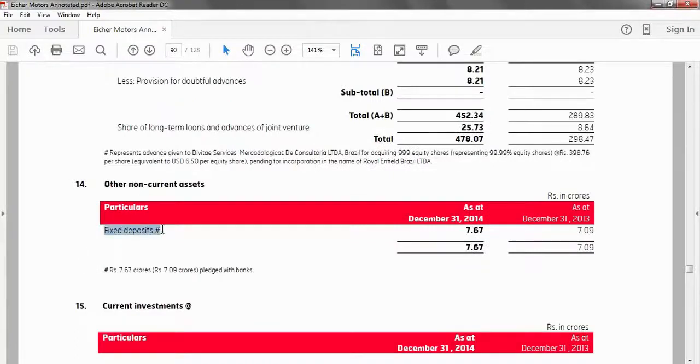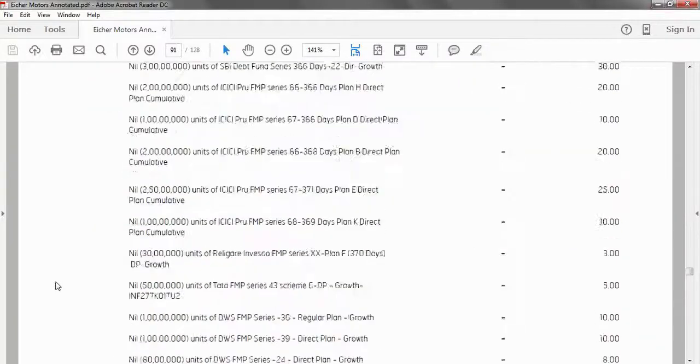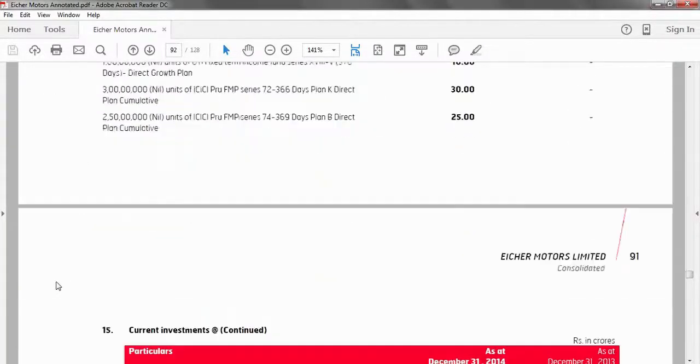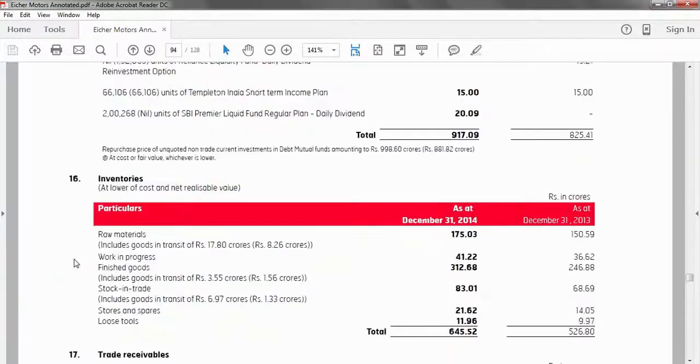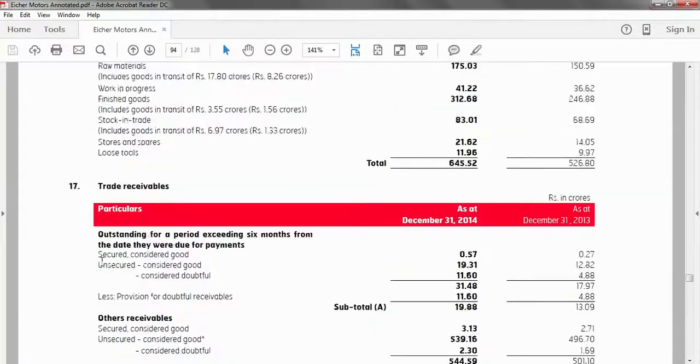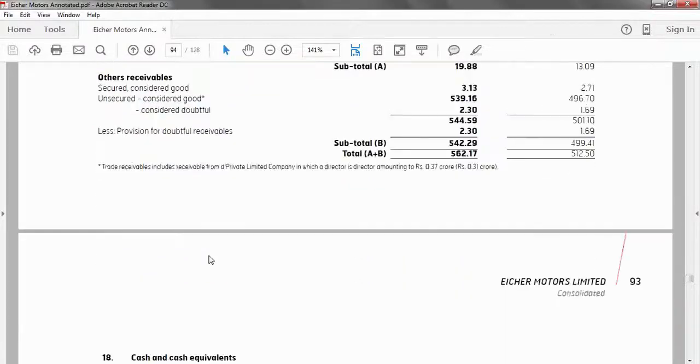Other non-current assets are fixed deposits. Then you have current investments, which is all the money that is basically cash equivalent lying in debt mutual funds. That's effectively cash and cash equivalents. So all current investments have to be treated the same as cash and cash equivalents. You follow subsequent data points, which is inventories, at lower of cost and net realizable value. What's the inventory that they hold? Trade receivables. What are the trade receivables that they have? Outstanding for a period exceeding 6 months. Secured considered good, unsecured considered good, unsecured considered doubtful, and all those are given there in detail.